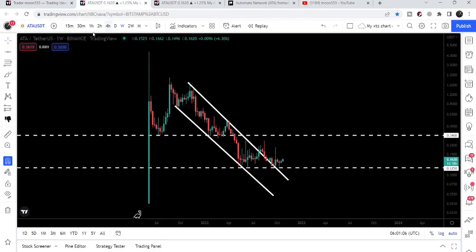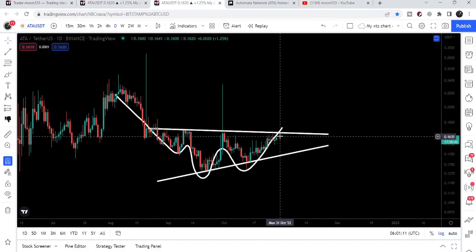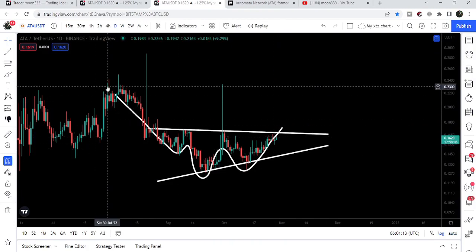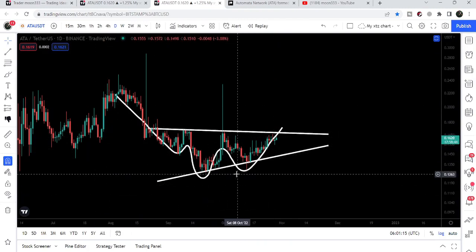In today's video, we will take a look at this breakout from this big down channel, and on the daily time frame chart, ATA has formed this ascending triangle and this inverse head and shoulder pattern as well.